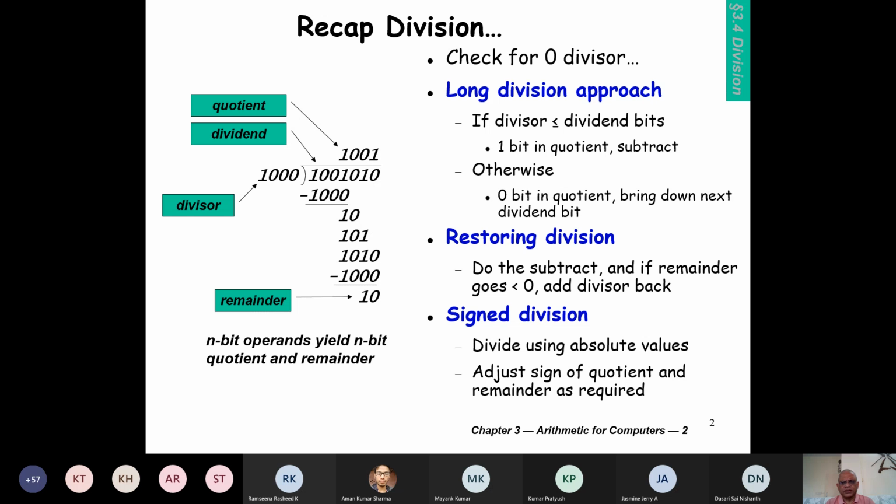Is it okay? Don't get confused with this example. This is just for illustration. This is not an actual 2's complement number division. I'll just recap the way we do manual division with a small example. But actually the MSB will be 0.